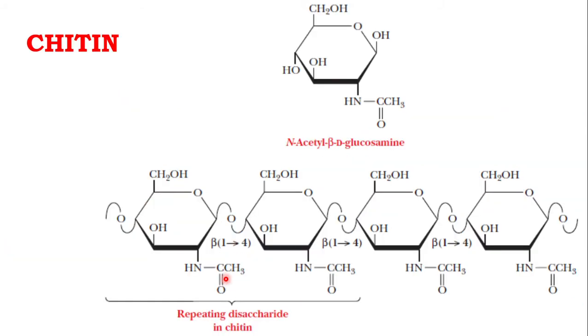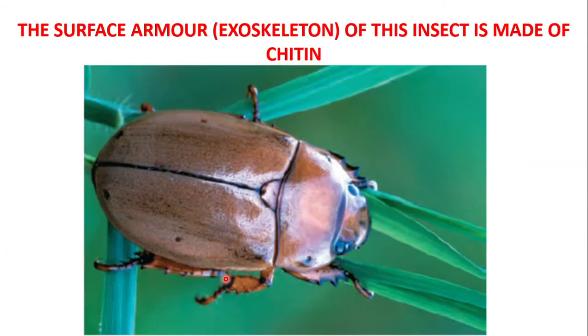I will show you a wonderful picture. Have you seen this insect? Especially in the coconut plantations, you might have seen such insects. It has a very hard exoskeleton. An armored plate is there. This armored plate, this hard skeleton, is made up of chitin. Okay?